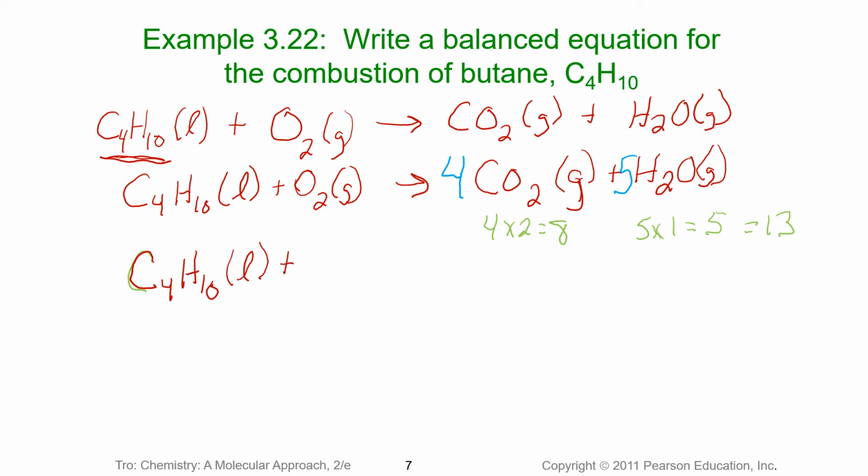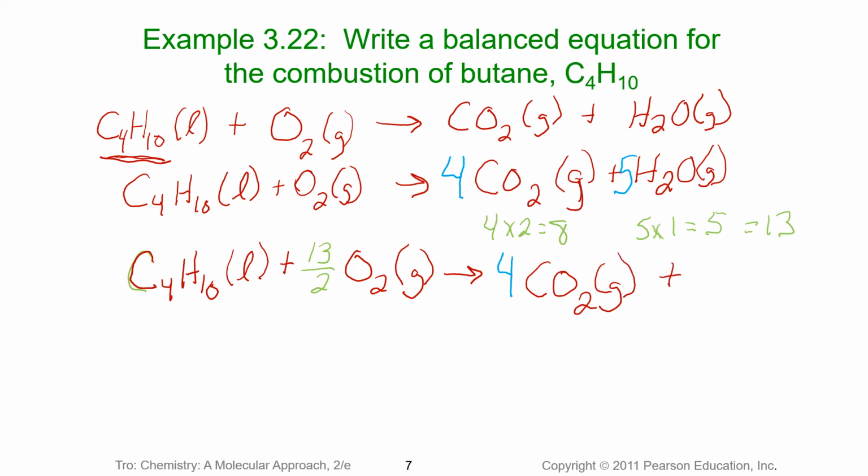we are going to have to add a coefficient in front of our oxygen. In order to make it balanced, because there's 2 oxygen, we need to add 13 halves, because each oxygen is diatomic. So if we add 13 halves of oxygen, that will give us 13 oxygens. Now we're not quite done yet, because we cannot have fractions in our chemical reaction.